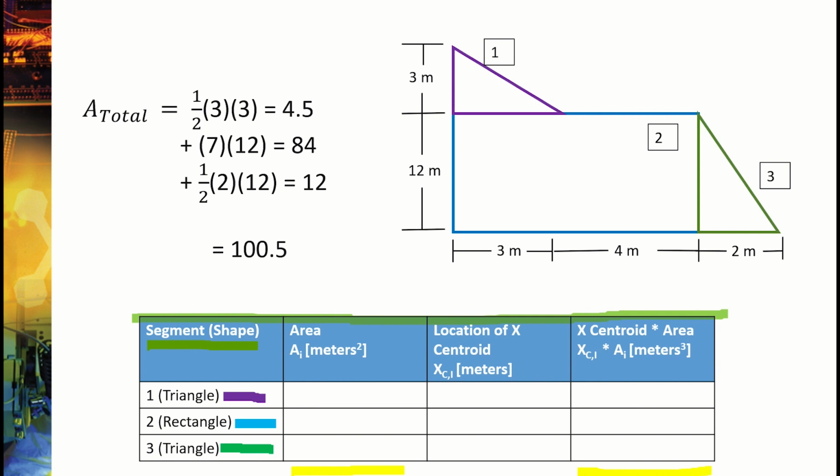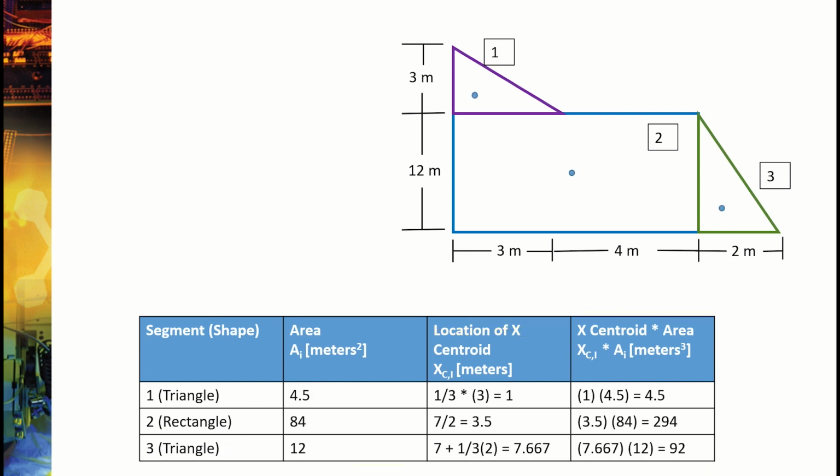And the way that we compute the xi times ai total sum is we're first going to have to figure out the location of the x centroid for each of the three particular shapes that we've identified in our question. The good news for us is that the three shapes we've identified are very easy. They're triangles and rectangles. And we already know where the center of mass of each of those shapes is because those are very common shapes. So we can plug the things that we know into our table and show what we get.